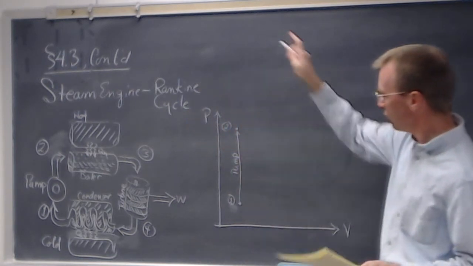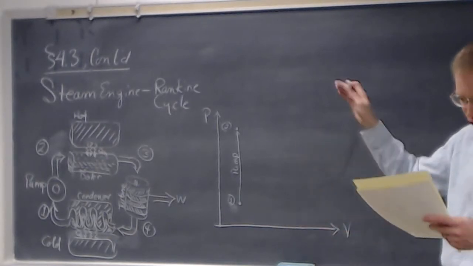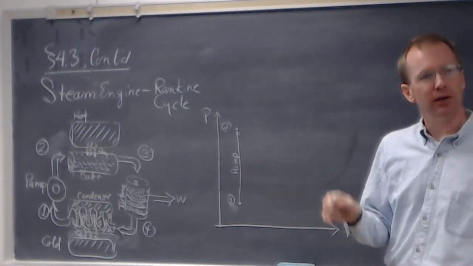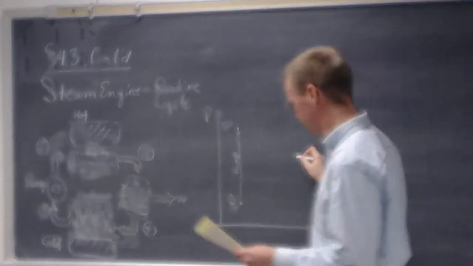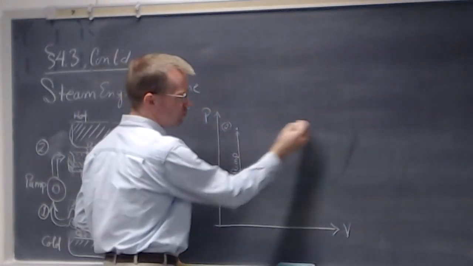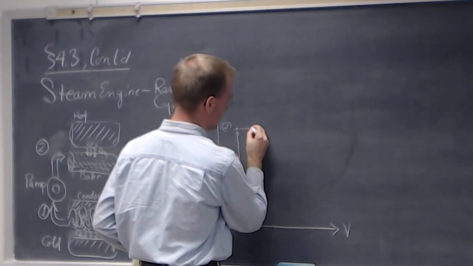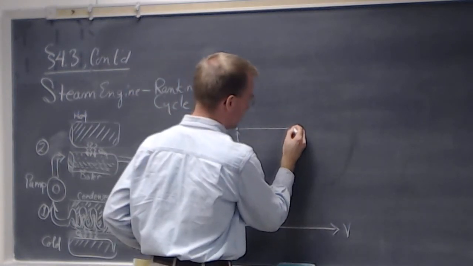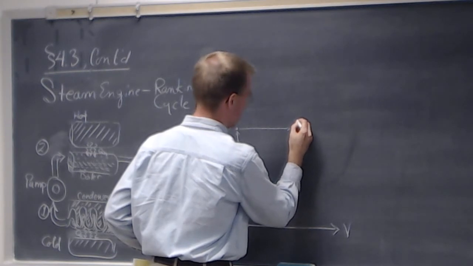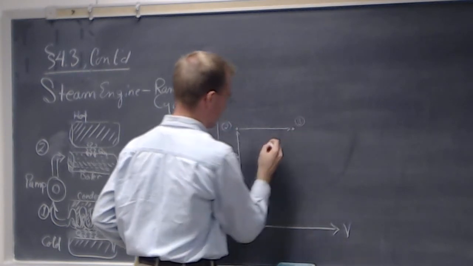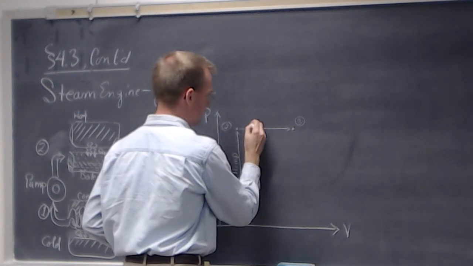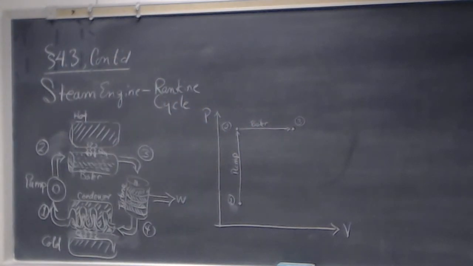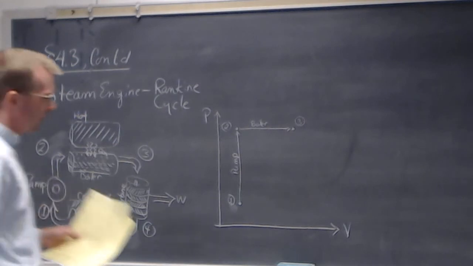So the pump moves it from point one to point two, just about straight up. In the boiler, we boil it at constant pressure. So we go from point two to point three horizontally. It's boiler written up there.